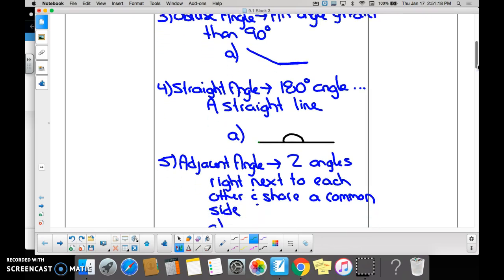A straight angle is a straight line, yes, no? Yes. Oftentimes a straight angle is symbolized with a half circle. What's the measurement of a half circle in degrees? 180 degrees. Excellent.